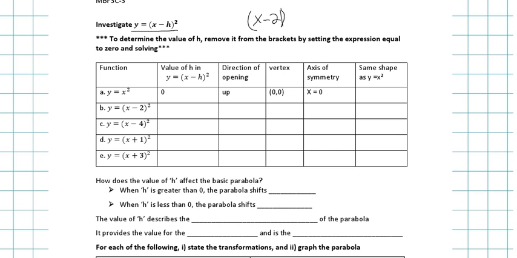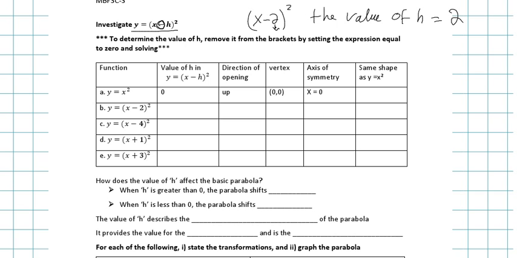the actual value for h is 2, because the negative is already part of the equation. So the h value is 2.